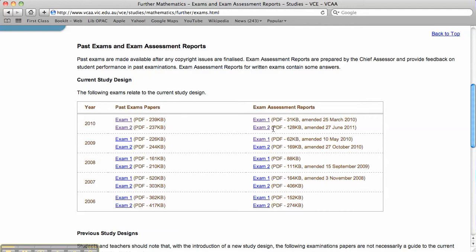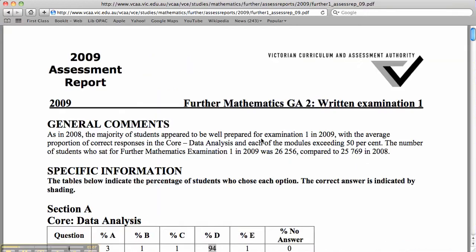On the right hand side you have the assessment reports. So exam 1 assessment report, exam 2 assessment report. I noticed that 2010 assessment reports aren't very detailed, so have a look at previous years. So I'll just show you 2009 for example.